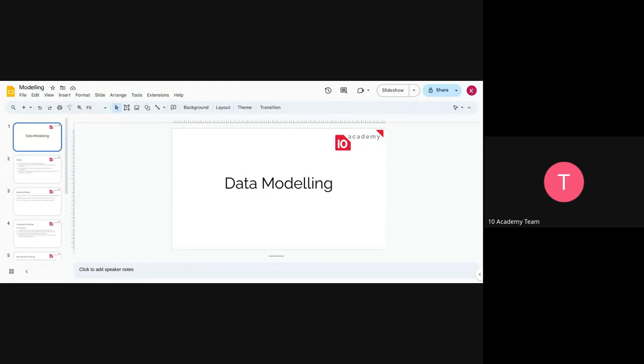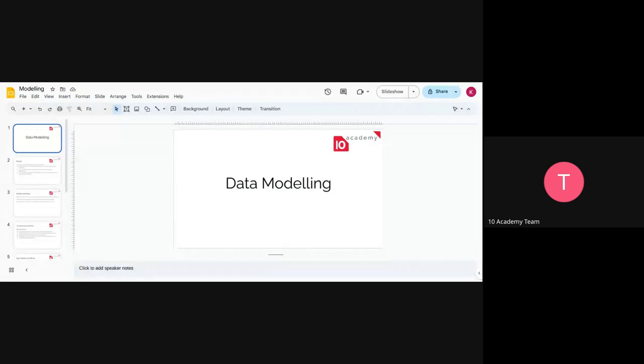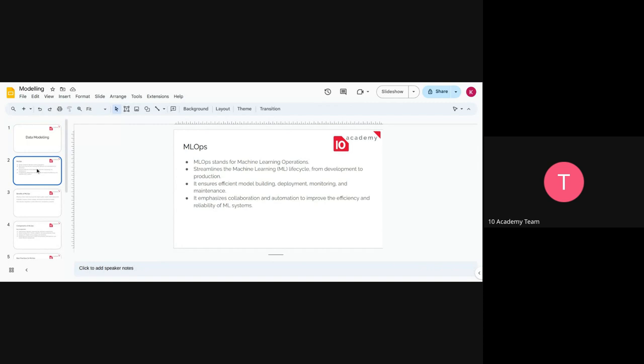Yeah, so we're gonna be looking at data modeling, actually. But we're gonna start off with MLOps. So MLOps means it's just DevOps for machine learning. So it stands for machine learning operations. It's a process from development to production of ML projects.